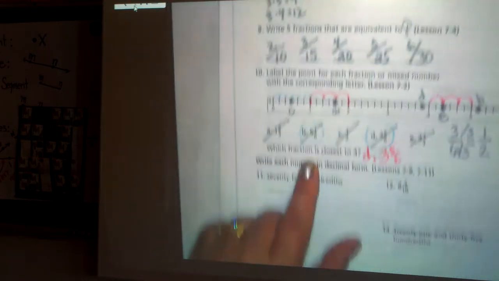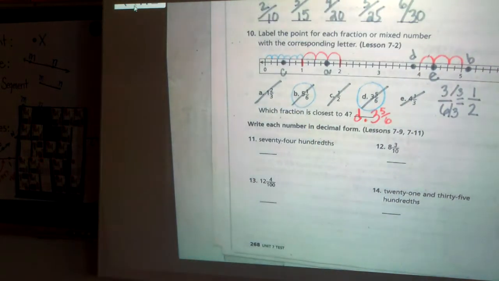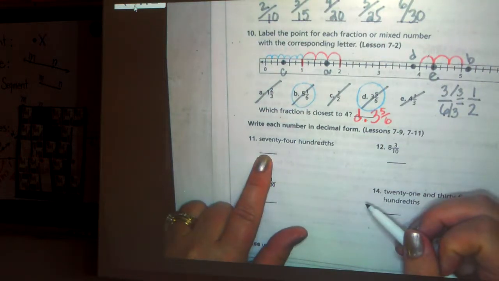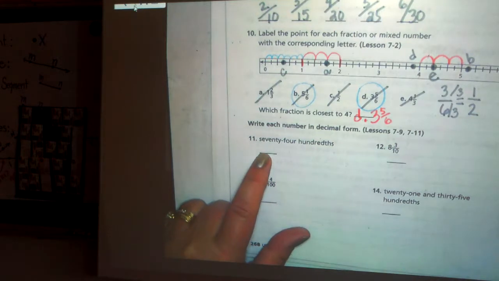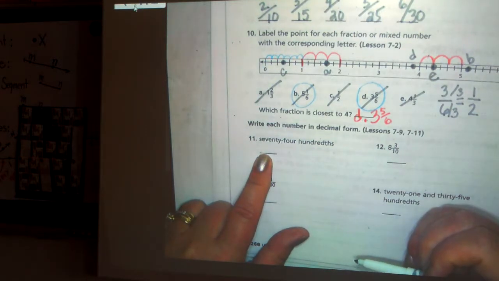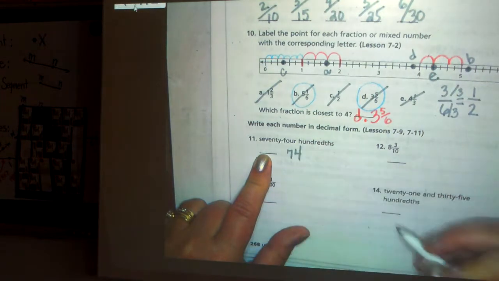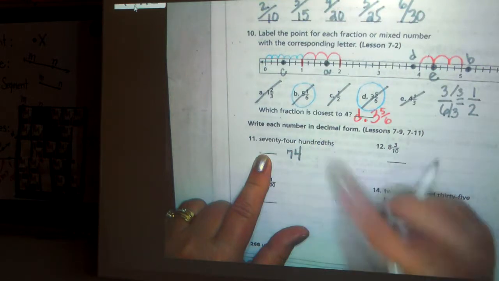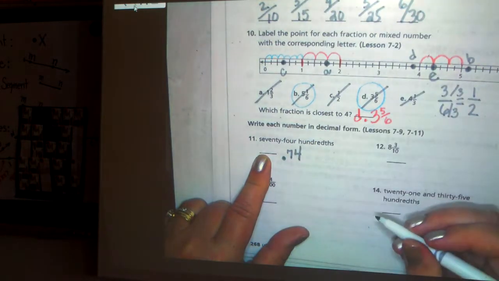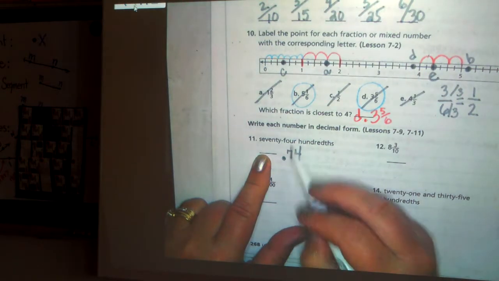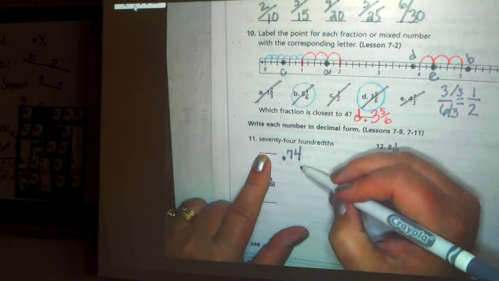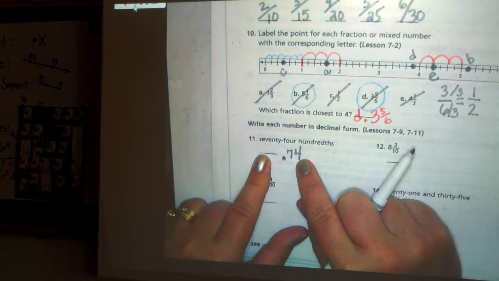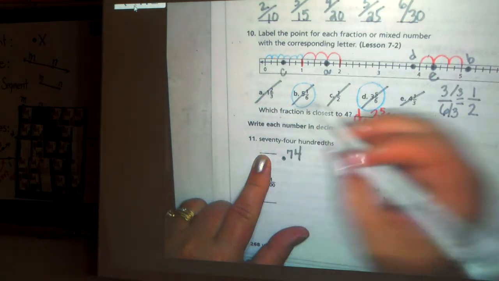All right. The last part of this particular page is asking you to go from the name of a number in word form or mixed number form to decimal form. And I know that I need a 74 in my number. And I know that the last digit needs to end in the hundredths place. So if I put my decimal here, the 7 is the tenths place, and the 4 is the hundredths place. And I know that there are 7 tenths in 74 hundredths, and I know that there are 4 hundredths in 74 hundredths. So that looks pretty good.